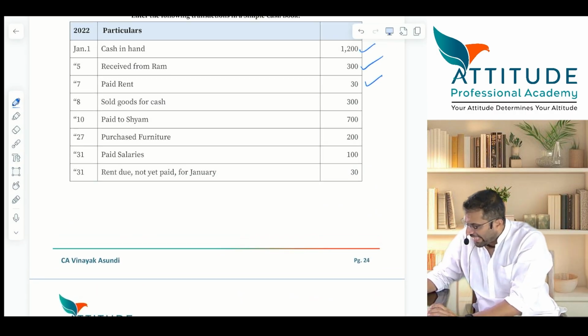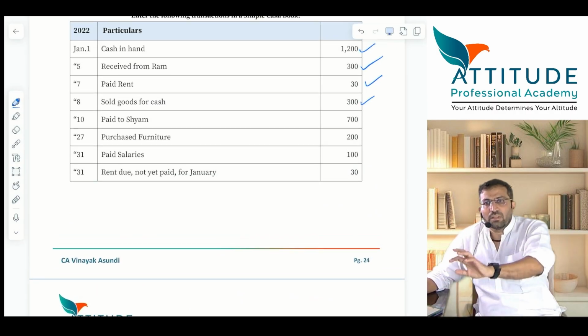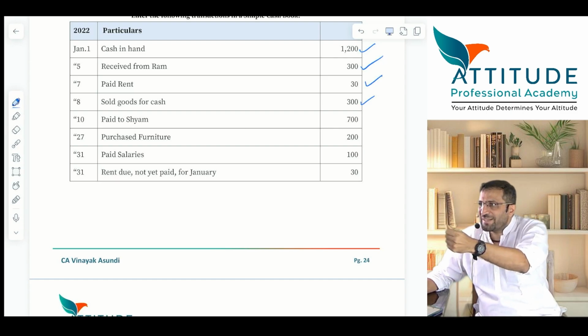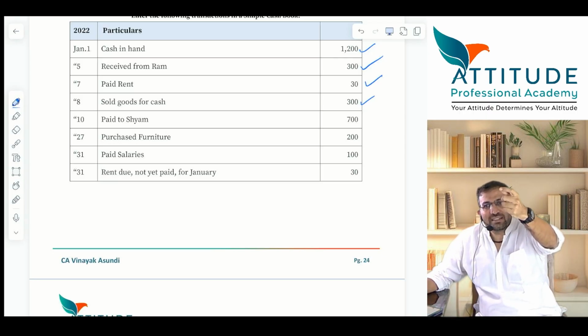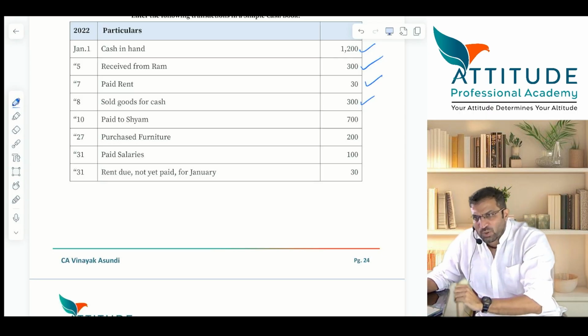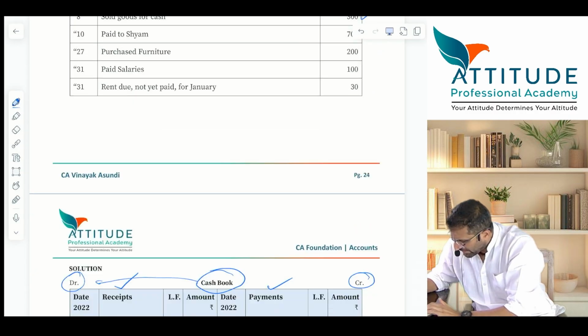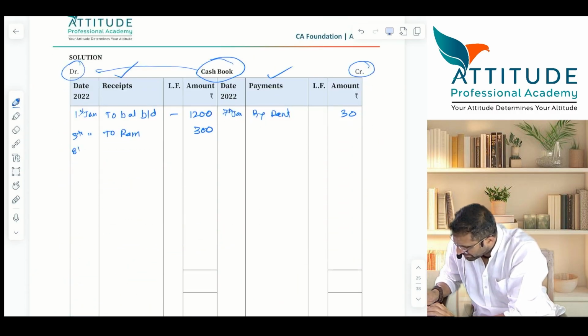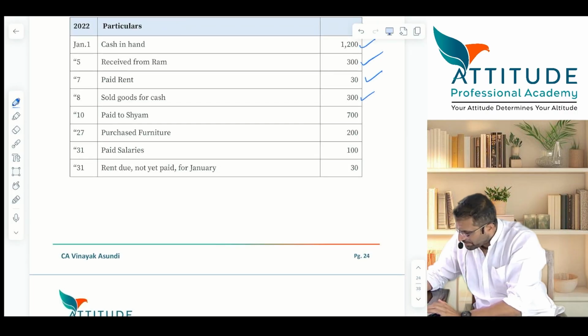Sold goods for cash. Is it a receipt or a payment? Receipt. Lakshmi is coming in. Goods are going out. We are worried about what? Cash. Cash account debit to sales. Is that clear? 300. 8th Jan. To sales. Cash account debit to sales. How much is the amount? 300. Is that clear? Next.